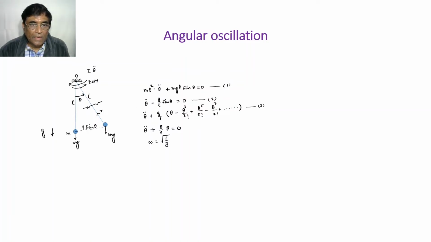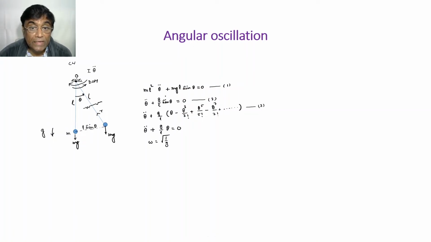This is I, and this is in this direction. This is the inertial torque, I theta double dot. The moment of this force about this point is in this direction, so both are clockwise: this one and this one. So plus mg L sin theta equals 0. Dividing by mL squared, we get theta double dot plus g by L sin theta equals 0.